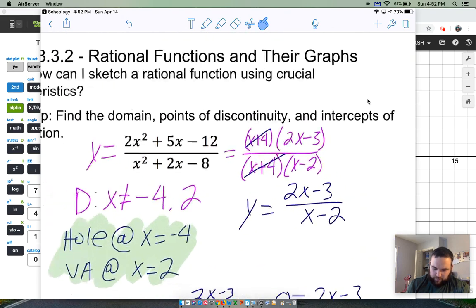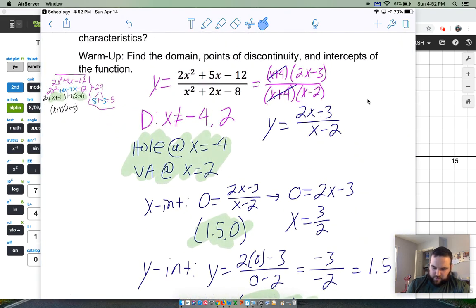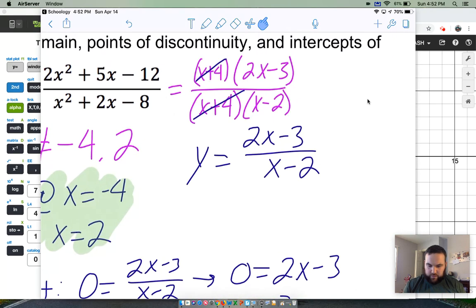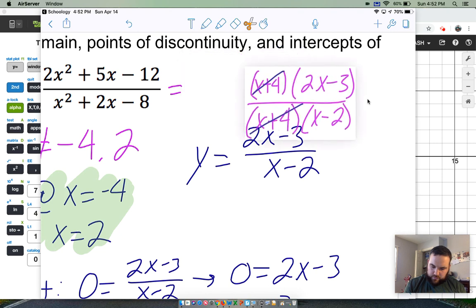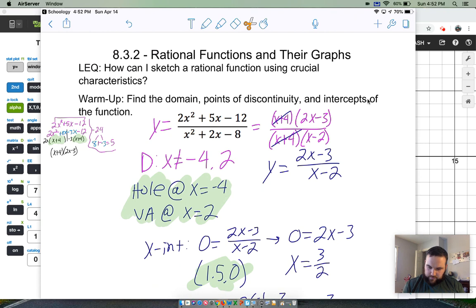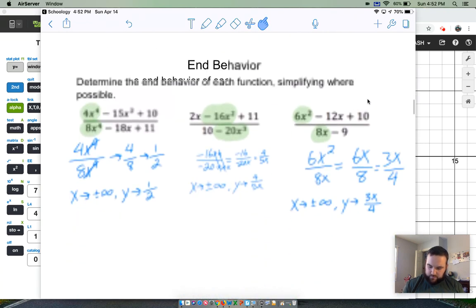Okay. So all of this information is actually from this warm-up problem, the third one that we're going to take a look at. I'm going to copy some of this over, or at least the factored form: x plus 4 times 2x minus 3.